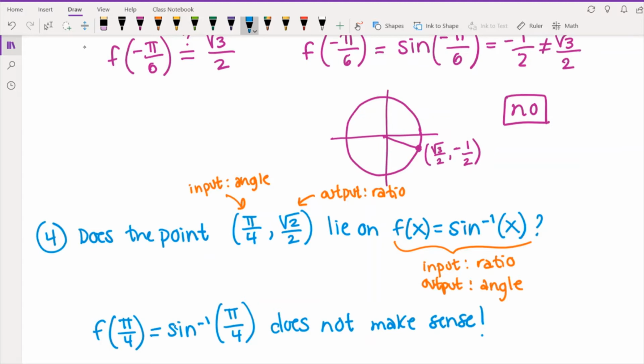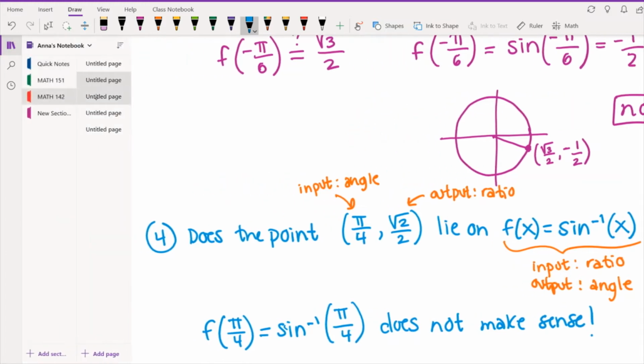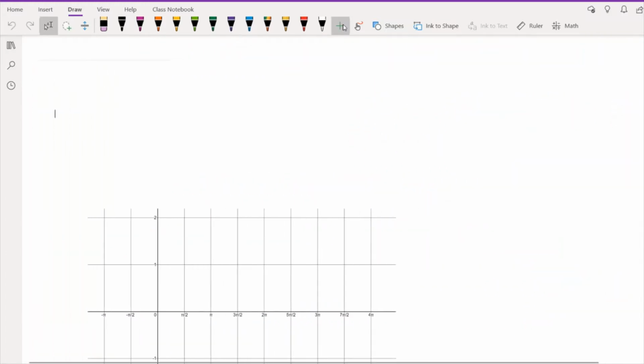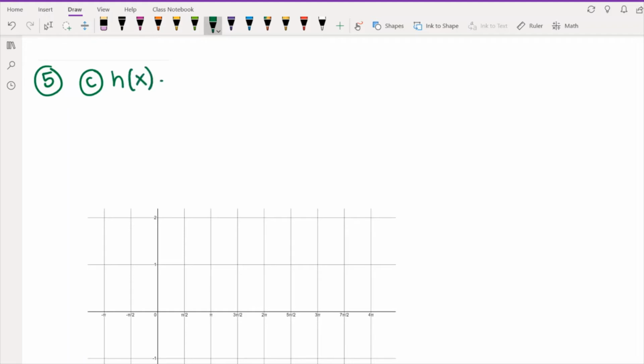Okay, so next we're going to look at some graphing. So this is number 5. We're not going to do all of them. We're going to do C and D. So C is h of x is equal to sine of x minus pi over 4.